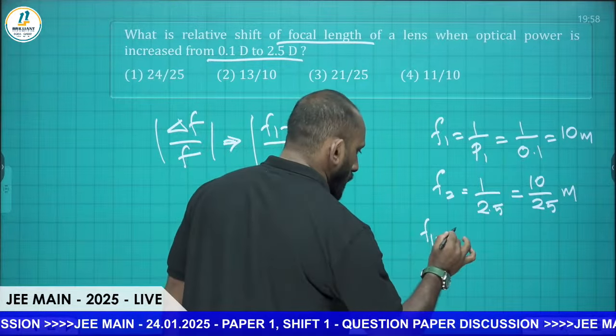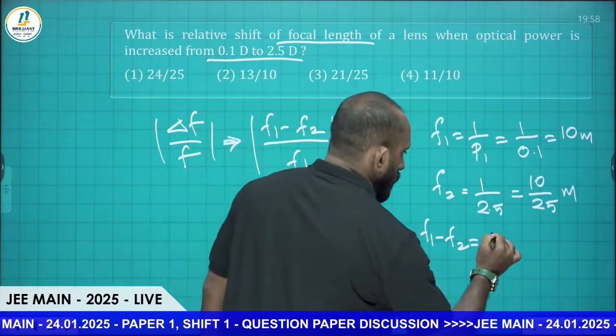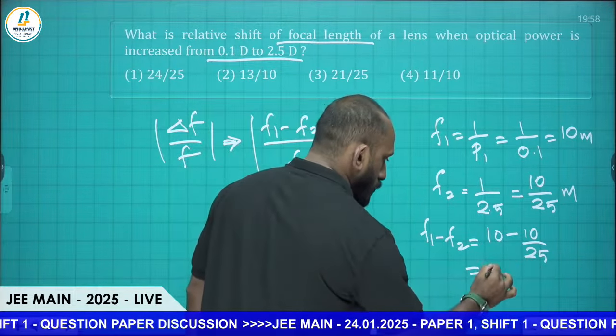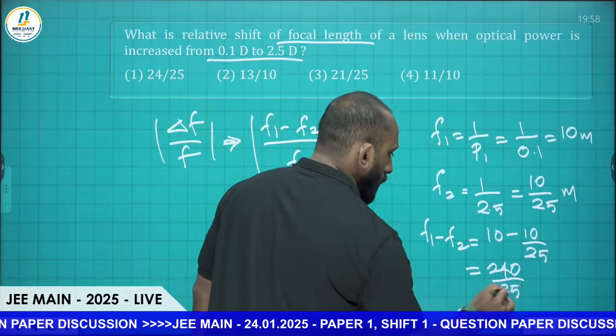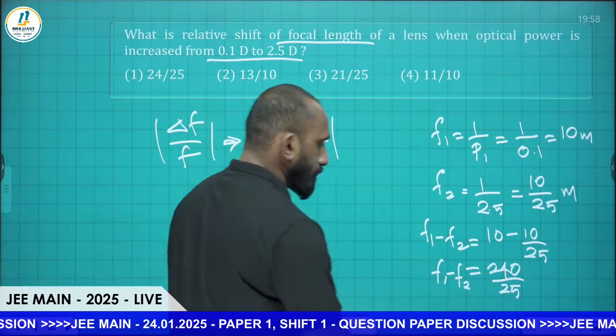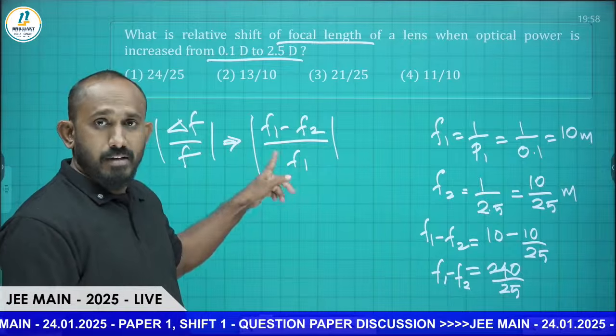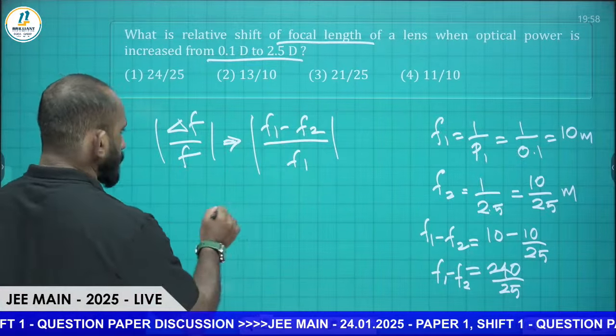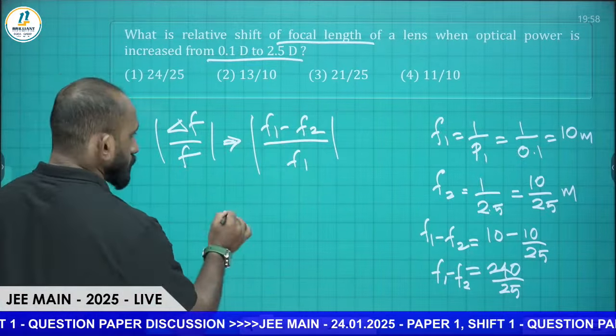So f1 minus f2 is equal to 10 minus 10 by 25, which is nothing but 240 by 25. Now divide by f1, that is the relative shift. If it is 10, then 240 by 25 by 10 gives 24 by 25 as the relative shift. So the option will be 24 by 25. The first option is the correct answer.